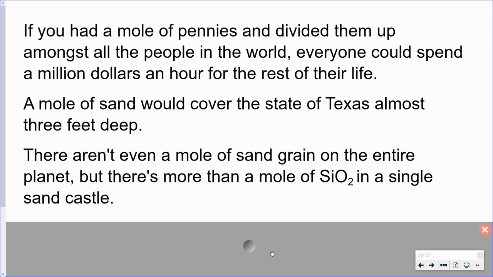And this gets us to the point of why we even use the mole. If you have a mole of normal everyday objects, it's more than you can possibly deal with. It's more than you can possibly imagine. But when we go down to the size of things like atoms and molecules, and we have a mole, then it's not quite much at all.